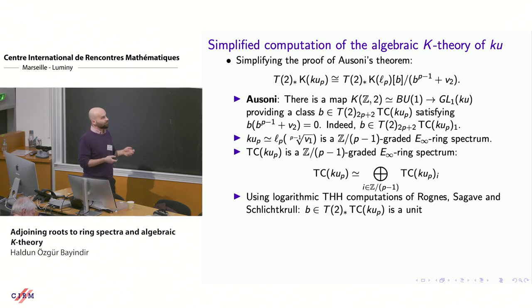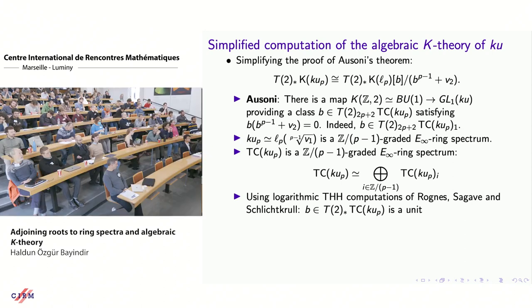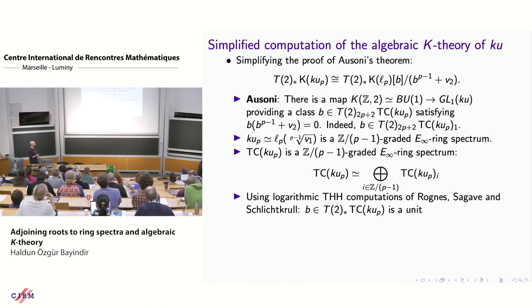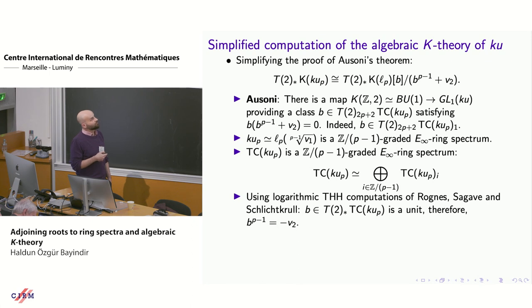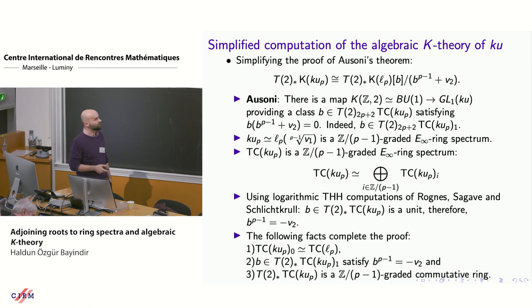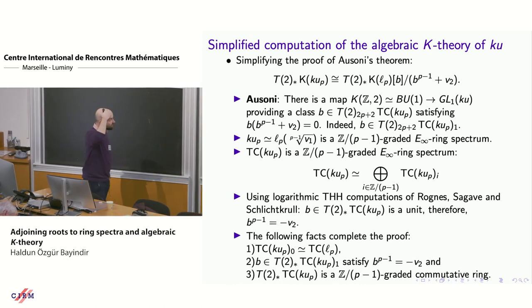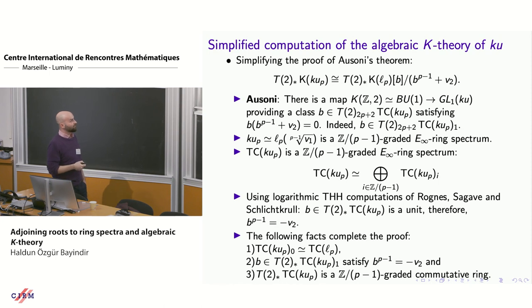And anyway, so we use these computations and the S1 equivariant structure on logarithmic THH to prove that B represents a unit in the T2 homology of TC of KUP. Therefore, B has to be a root of negative V2, because if B is a unit, then this part has to be 0. So we have that. It's a root. Now the theorem, Christian's theorem, follows once you put together these three facts, right?